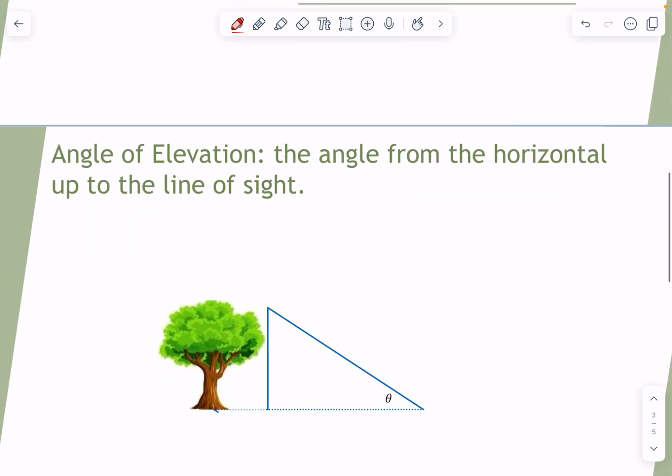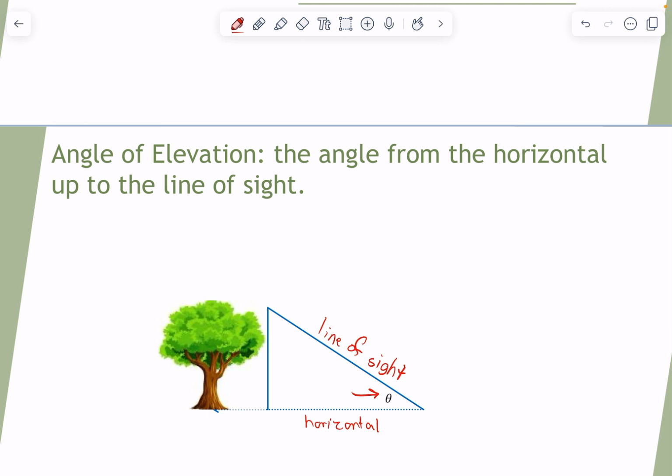Angle of elevation, the angle from the horizontal up to the line of sight. So here is our horizontal. And here's our line of sight. So when we look, angle of elevation is looking up to that line of sight.